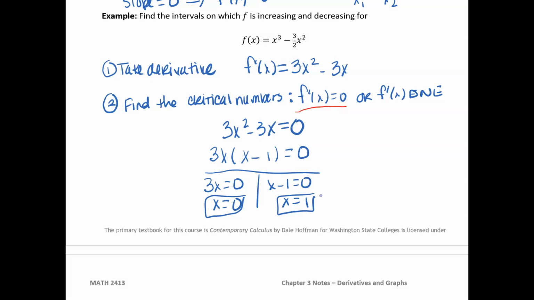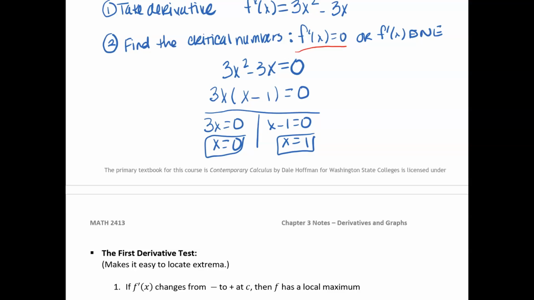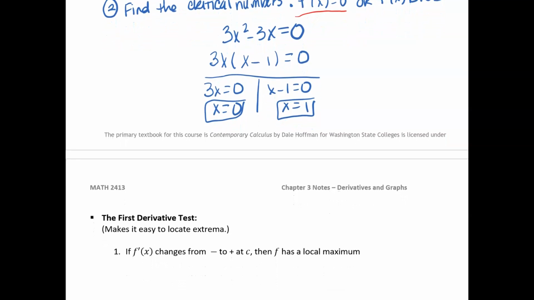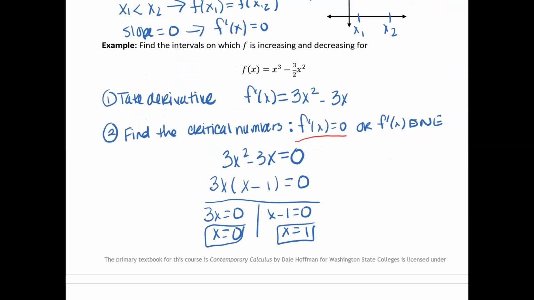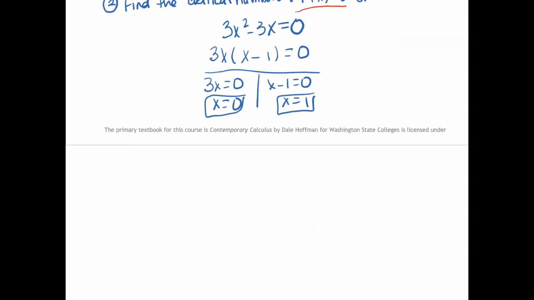Now, I'm not done with it yet because my goal was to figure out where this thing was increasing or decreasing. So now here comes the new part that we need to do. So let me scroll down here. So what you're going to do is we're going to take those critical numbers and we're going to do some testing of them.